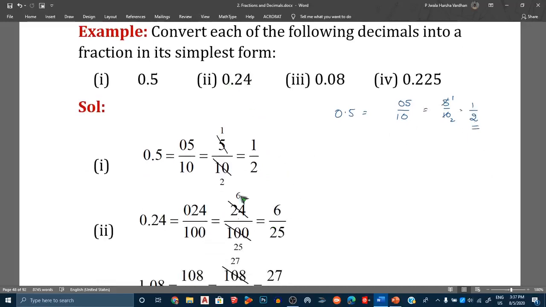See one more example, 0.24 is given. So what is the first step? Write the given number removing the point as the numerator, and in the denominator write 1 followed by zeros equal to the number of digits in the decimal places. Here 2 digits, so you have to write 2 zeros. So now it is 24 by 100. Now you can cancel with the 4 table: 4 sixes are 24, 4 twenty-fives are 100, which is 6 by 25.